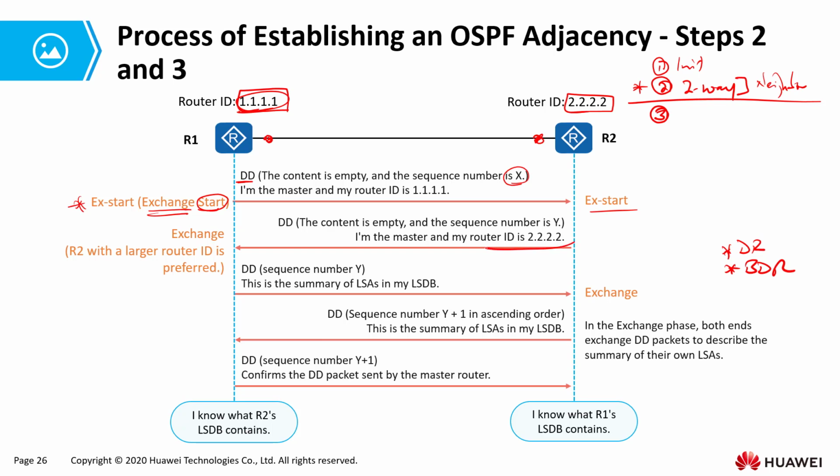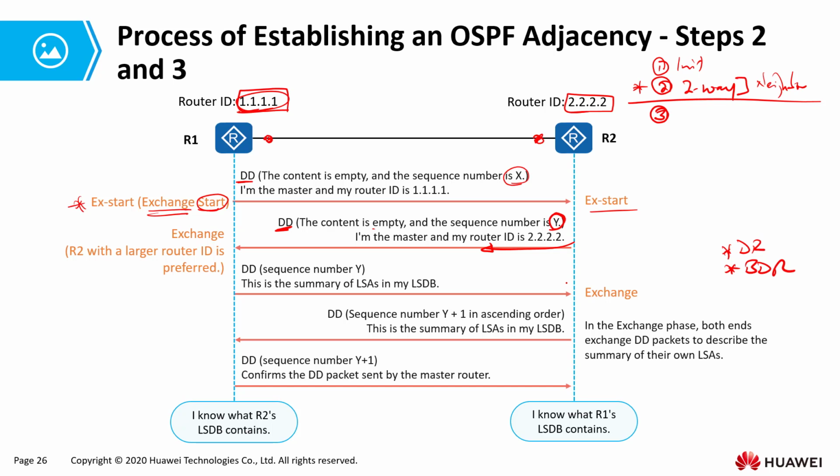He sends his own database descriptor, which is empty, but with a sequence number of Y. He says, by the way, I'm 2.2.2.2. I realize you're 1.1.1.1. You're on the same link with me. If we happen to need to speak, don't forget I have to speak first. If I don't speak to you, please do not speak to me.